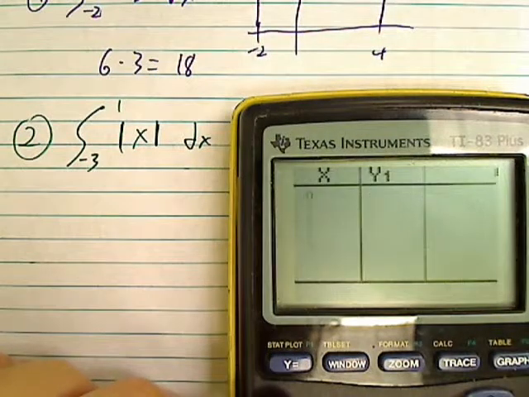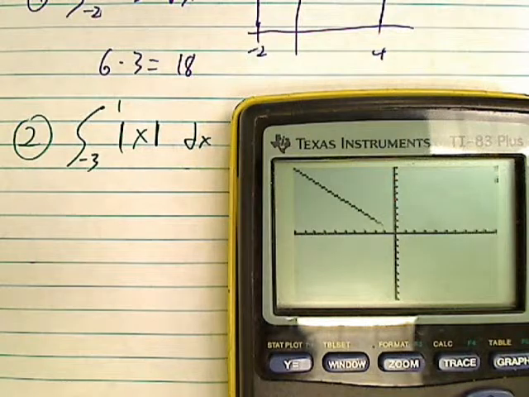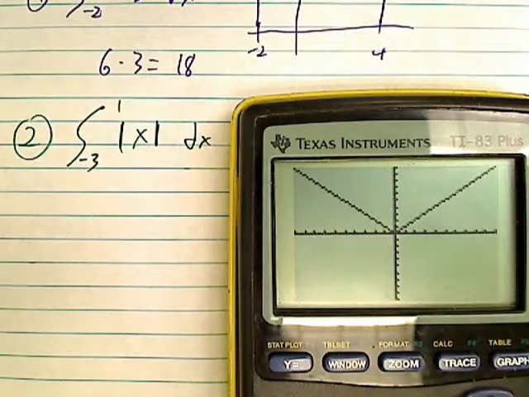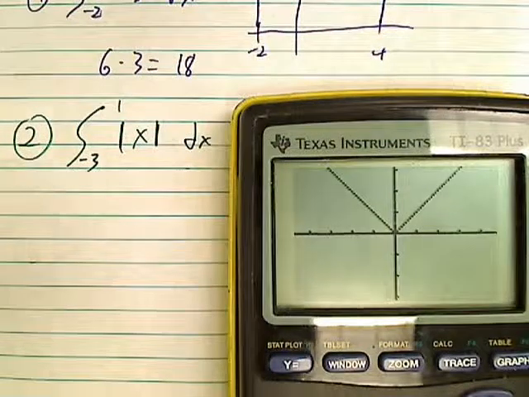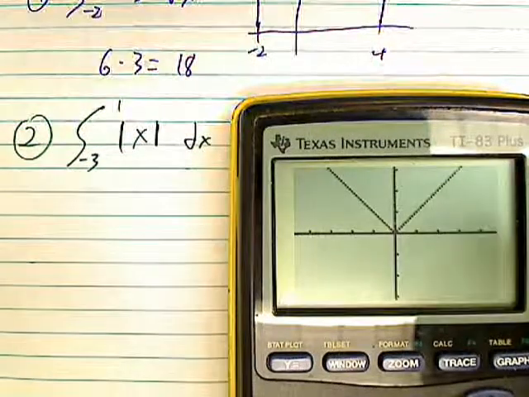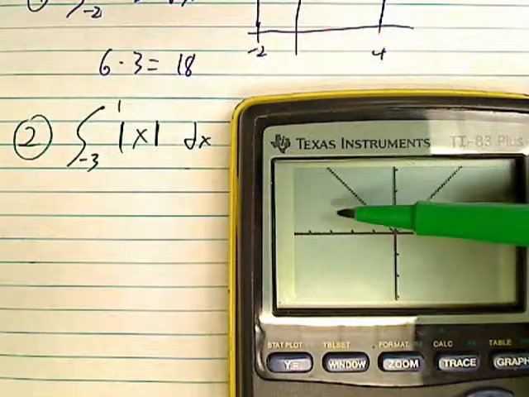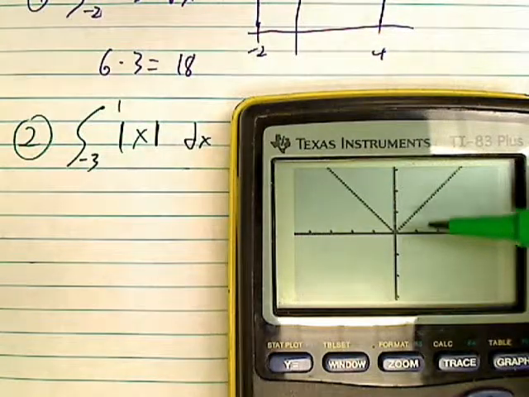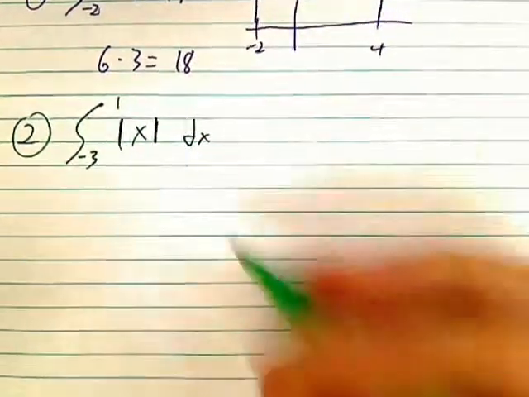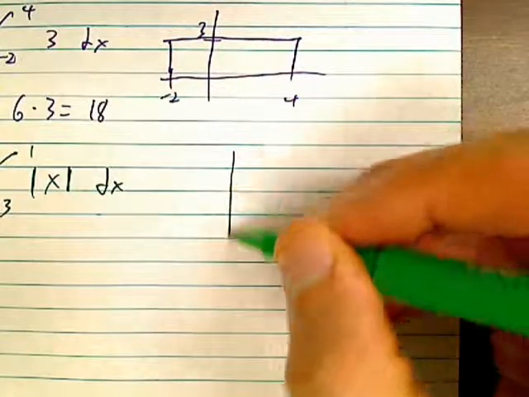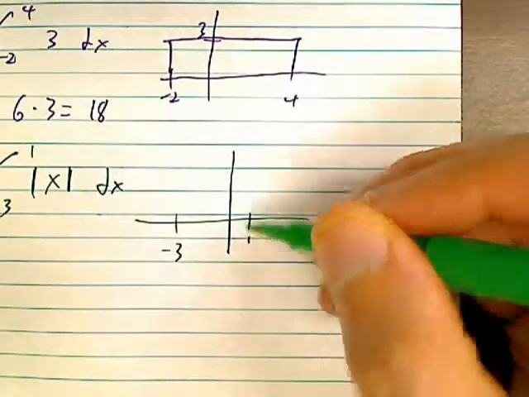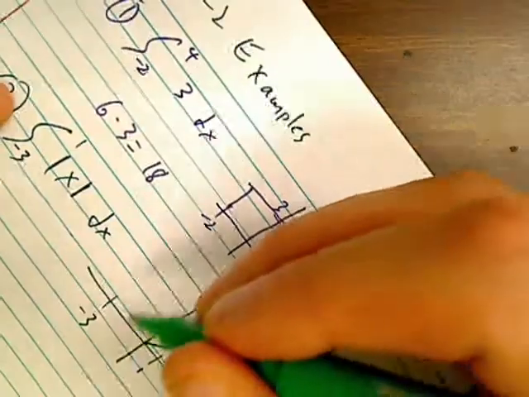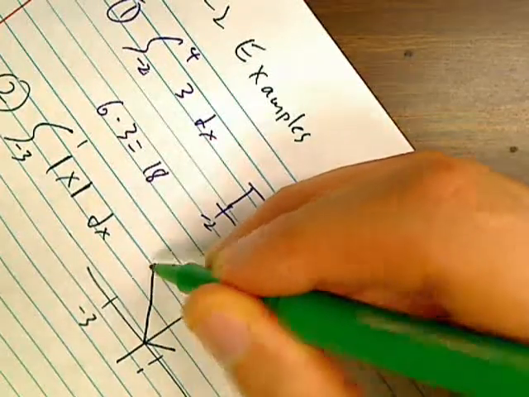Okay, and let's look at the graph. Whoops, I did a table. Let's look at the graph. And if I zoom decimal, that will actually give me the correct aspect ratio on the screen. There we go. It should be a 45-degree angle. So from -3, from right here to 1. Okay, so let me draw this out here real quick. From -3 to 1, and a 45-degree angle there and there.